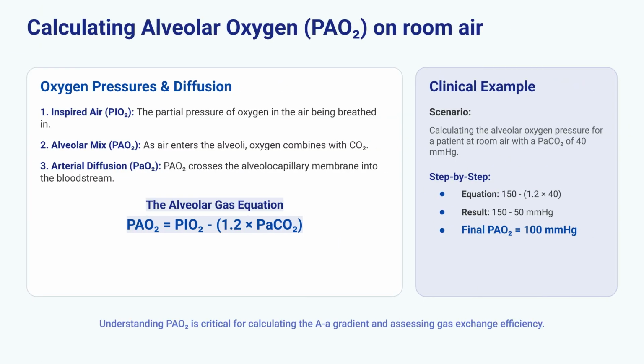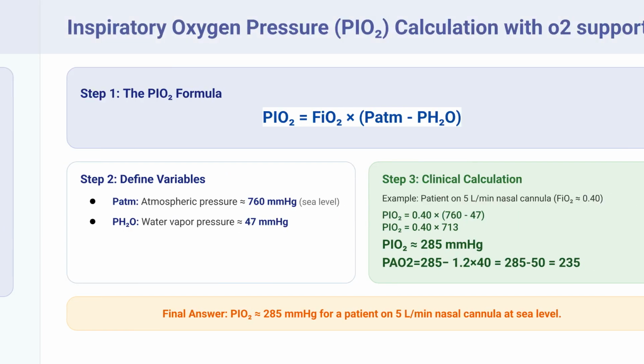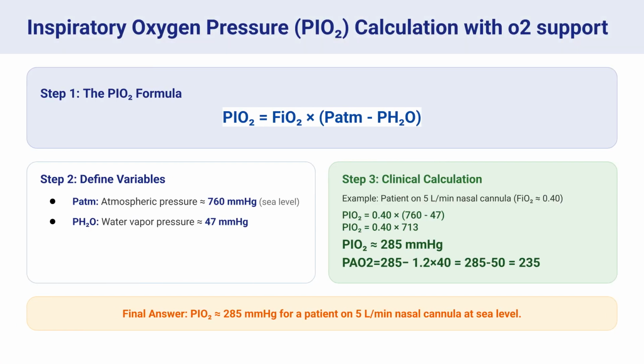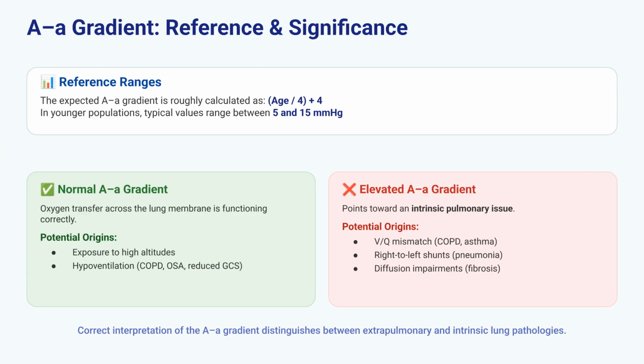Alveolar oxygen pressure, or PAO₂, is calculated using the alveolar gas equation. This is a critical step for determining the AA gradient and assessing gas exchange efficiency in the lungs. The first step in calculating inspiratory oxygen pressure, or PiO₂, involves the formula. PiO₂ equals FiO₂ multiplied by the difference between atmospheric pressure and water vapor pressure. At sea level, this is approximately 285 millimeters of mercury for a patient on 5 L per minute nasal cannula. The AA gradient reference is calculated as age divided by 4 plus 4.